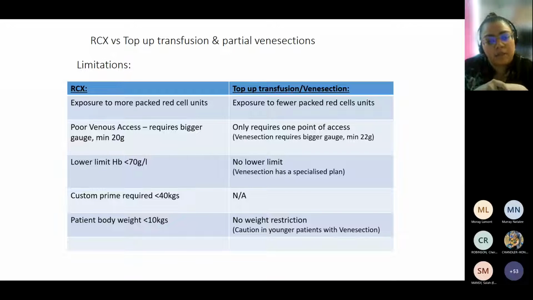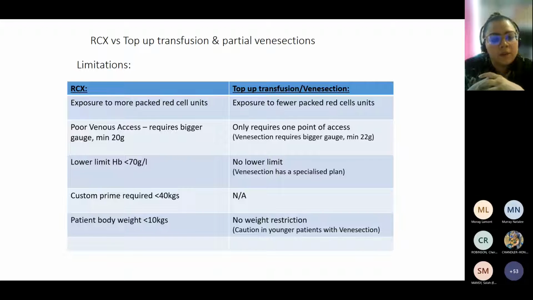Poor venous access is something that we come across the most in terms of a limitation. If you can't get a big enough gauge needle or catheter in to do the exchange, the machine can't tolerate the pressures of having to pull and push the blood in and out. So if we can't do that, then it limits how we can provide treatment, whereas with a top-up transfusion, you just need one cannula, one point of access to put the blood in.